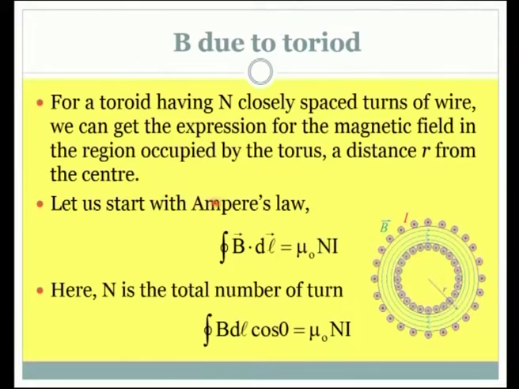Let us start with Ampere's law, which is called Ampere's circuital law, like this: closed integral B dot dl is equal to mu naught n I. Here n is the entire number of turns. And how do we consider the Ampere's loop? See here, the Ampere loop is already marked in blue.